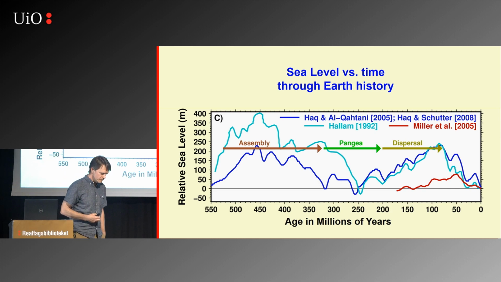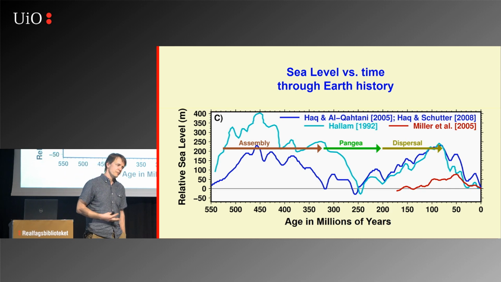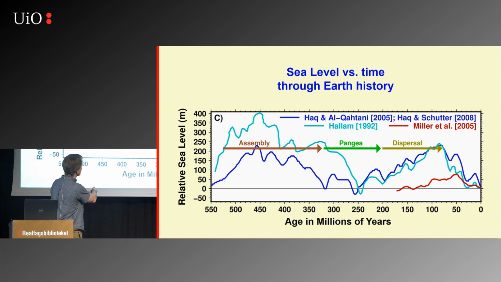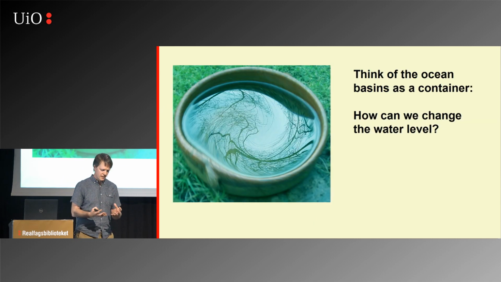Okay, so I'm a geodynamicist, so I always like to think about the causes of something like a sea level change. What are the processes that cause this sea level rise and fall through the geologic ages? One way to think about it is the ocean basin as a container, and the container is holding water. So how can we change the top level of the water?